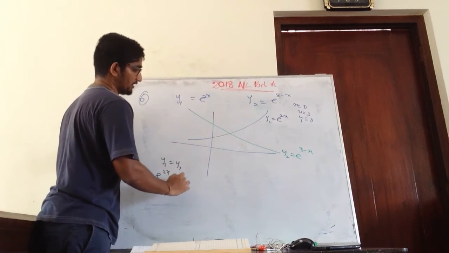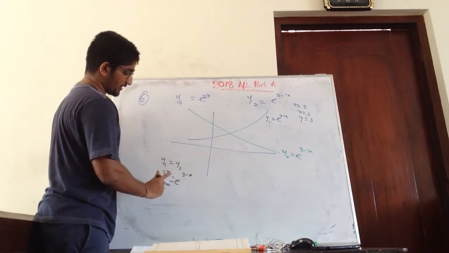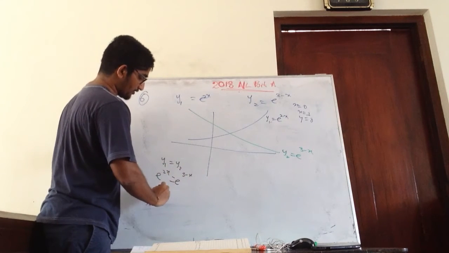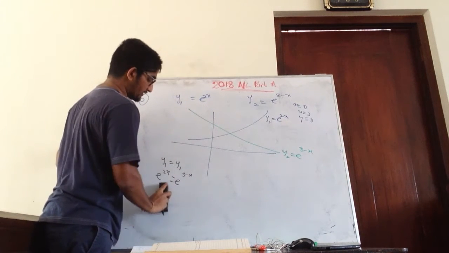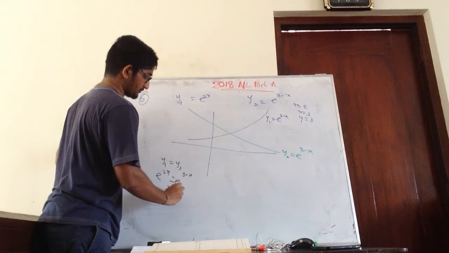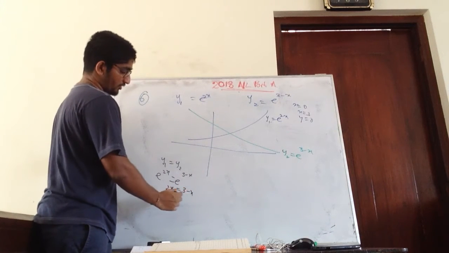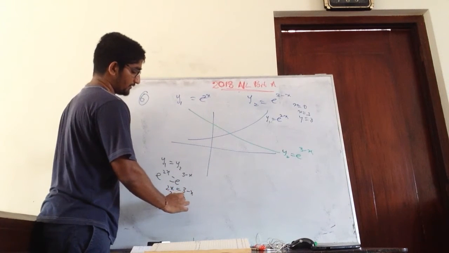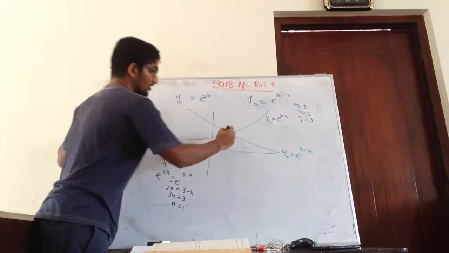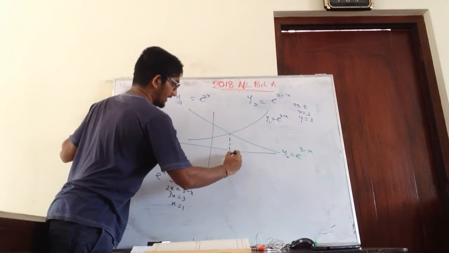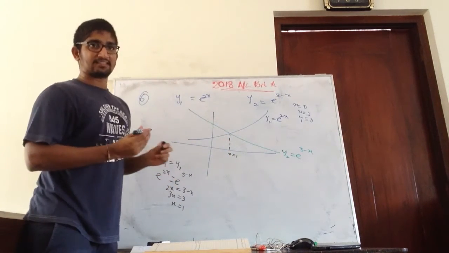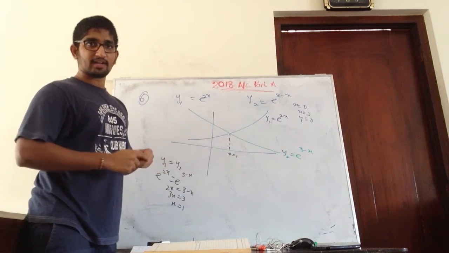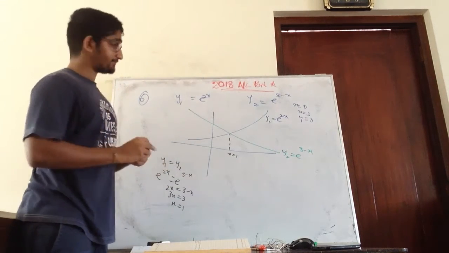So here e^(2x) equals e^(3-x). So basically this 2x will be equal to 3 minus x. So then you can see 3x is equal to 3. That means x equals 1. So at x equals 1 only these intersect. So my graph is not wrong, right?